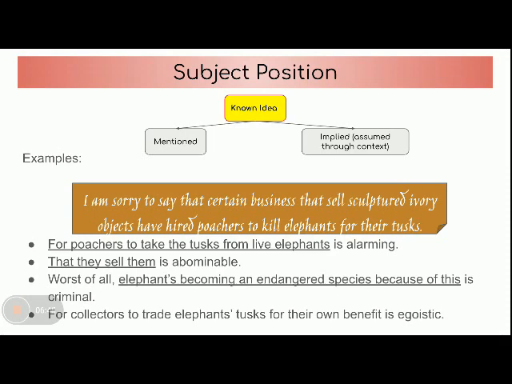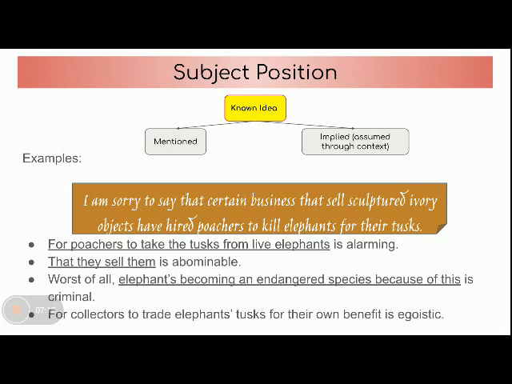The words that they seldom are considered as adjective complements with position of subject. The third has the same: worst of all, elephants becoming an endangered species because of this is criminal. In the sentence, elephants becoming endangered species because of this is considered as subject.